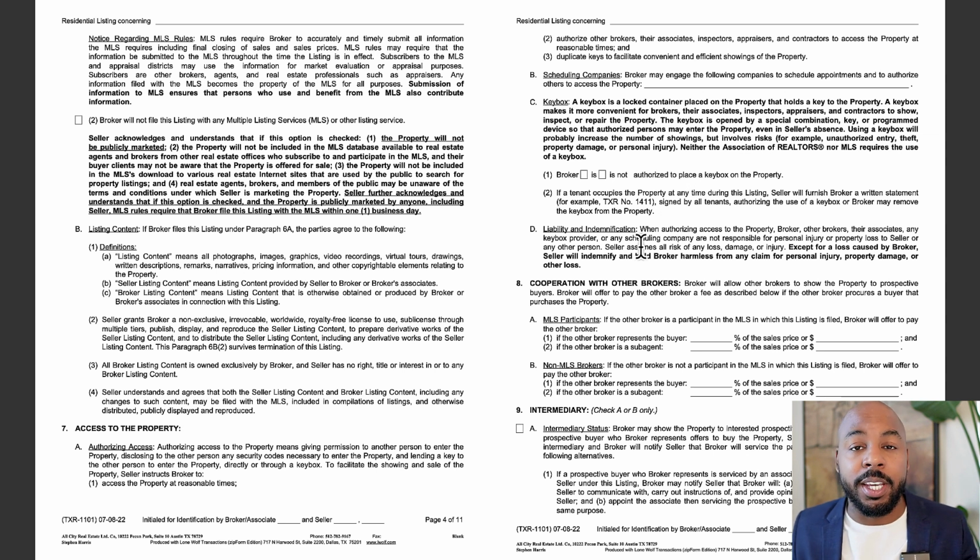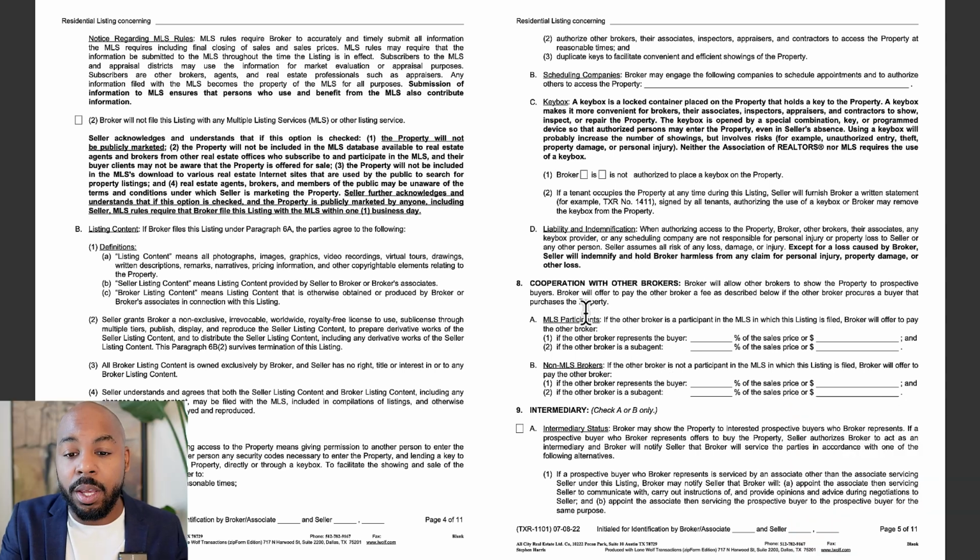Liability and indemnification just means, hey, if something happens in the house that we had nothing to do with, then we are not liable. Make sure you read through all of the details on that. And we're going to talk about cooperating with other brokers on section 8. That's the portion where, if a buyer's agent brings in a buyer, the amount of commission that is due to them is laid out. MLS participants are people that are part of our local MLS, part of our board. Their percentage will be listed here. And if they are non-MLS members, then their commission is going to be listed there.